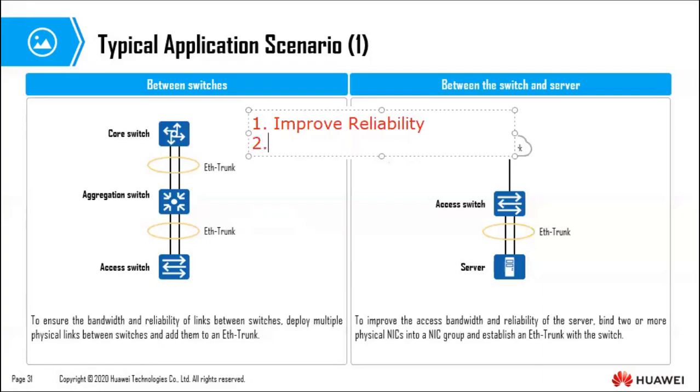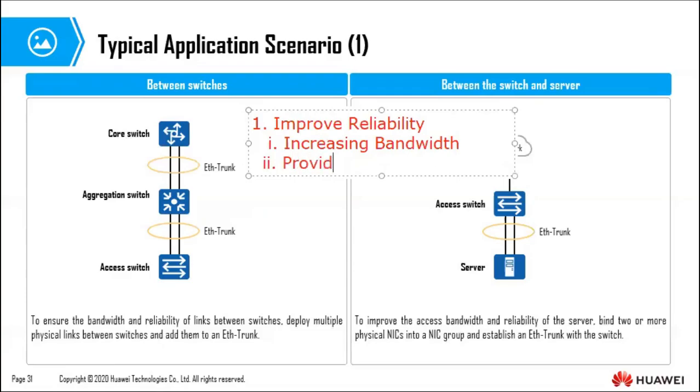Anyway, we are doing link aggregation to improve network reliability. Right, together? We are improving network reliability by doing what? Increasing bandwidth. We increase bandwidth. Number two, we provide what? So we are providing link backup.